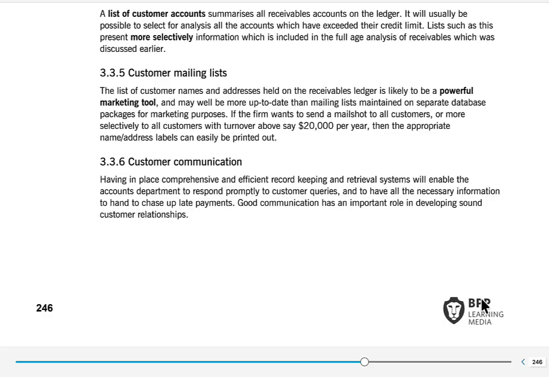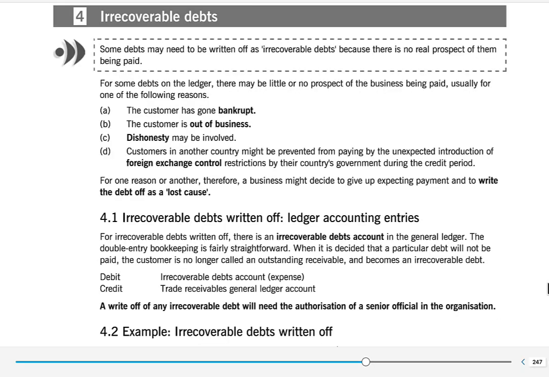Fourth, add one control point: access to customer information and reports should be restricted to authorized staff because it is confidential. Quick class check question: if a customer says, "I do not agree with this invoice," what should you do first? You should say, check the customer account, identify the invoice details, treat it as a dispute, and investigate before chasing for payment. That completes lesson 3.6 only.